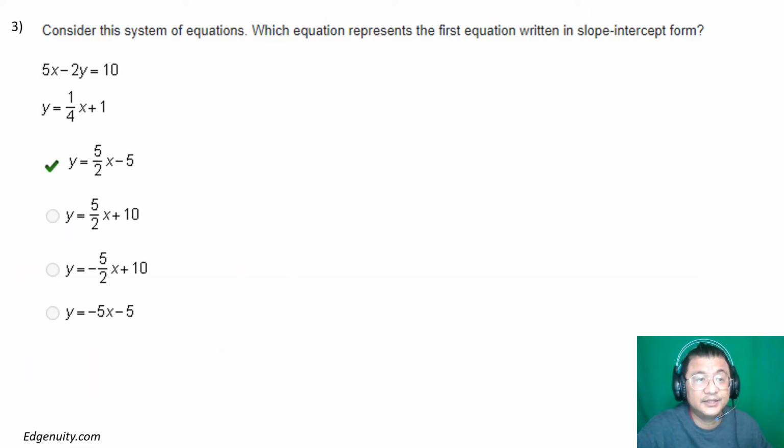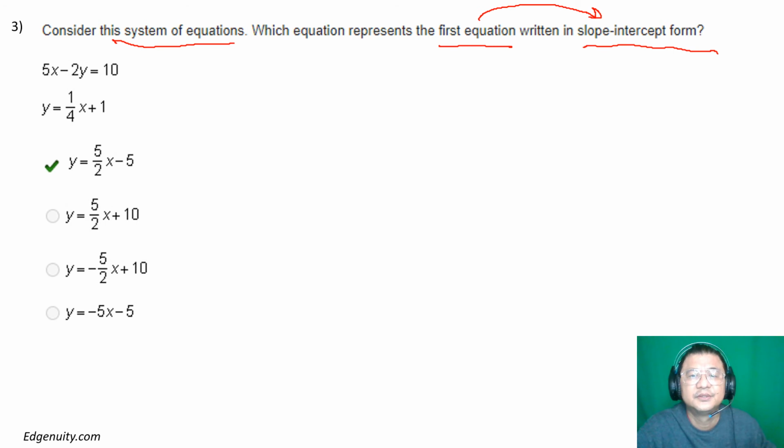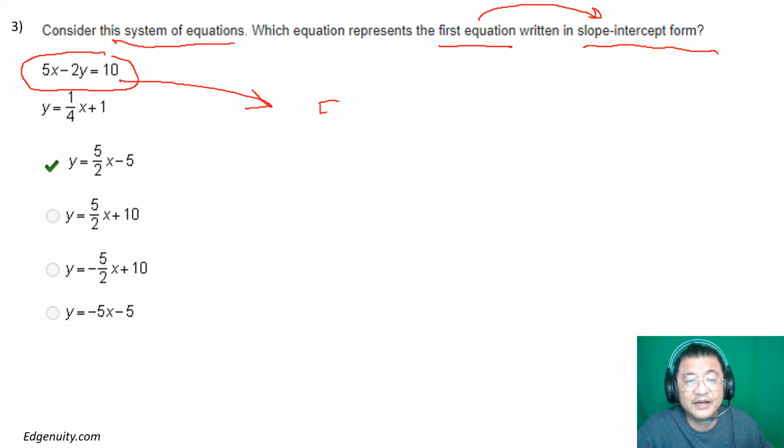Okay, now let's try ingenuity questions. This should be easier. All right. Consider the systems of equations. Which equation represents the first equation written in the slope-intercept form? Okay. So the first equation written in slope-intercept form. Okay? Because you can't graph it. 5x minus 2y, you don't know the slope and the y-intercept.